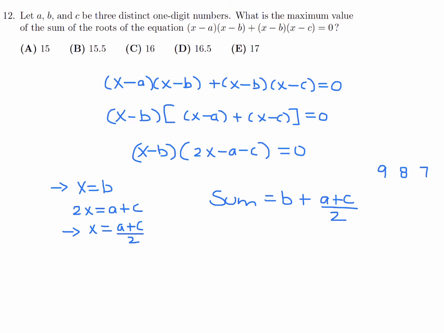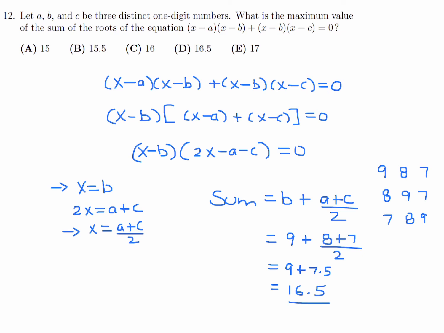So we experiment. Let's try, well, exactly like that, 9, 8, and 7. And let's see what we get. It'd be 9 plus 7.5, and that is 16.5. And when you switch things around, like for example, if you use 8 for b and then 9 and 7 for the other two, or 7 for b and 8 and 9 for the other two, you'll get a sum that's less than 16.5, and you can try that out. So number 12, the maximum is 16.5, which is D for number 12.